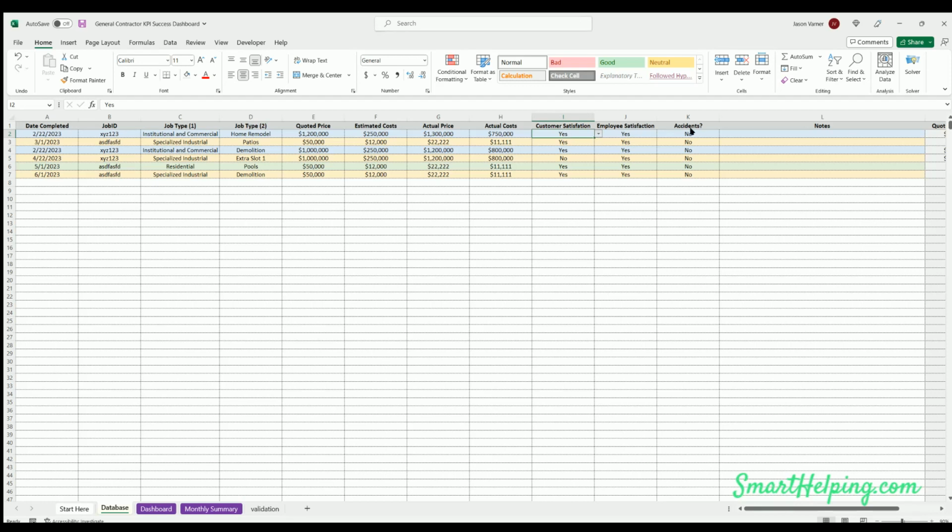Now, column I and K are the most important, but if you want to track how your employees are feeling, this is also a good one to have. And then you've got notes here. Now, so we go to the dashboard.